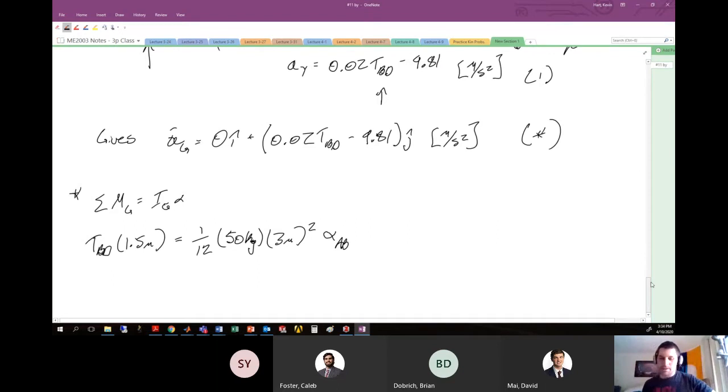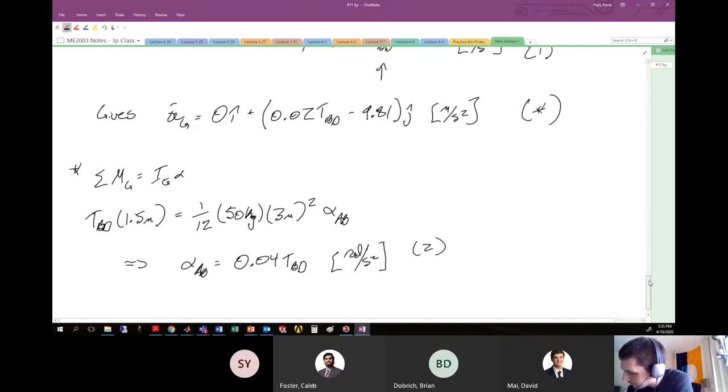All right. So we could, again, rearrange this. We have one equation, two unknowns, and we could rearrange for either variable, but we'll rearrange here for alpha AB in terms of the tension. It is going to be 0.04 times the tension in BD, with units of radians per second squared. All right, so let's call this equation number 2.